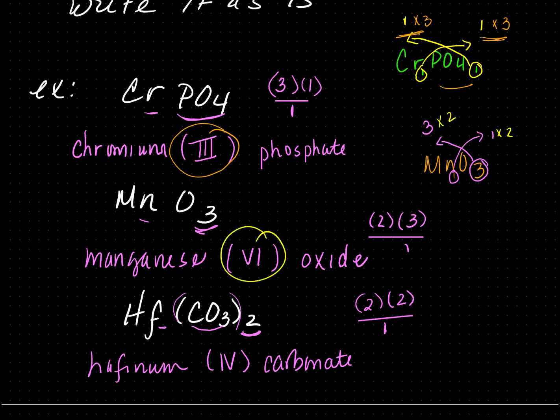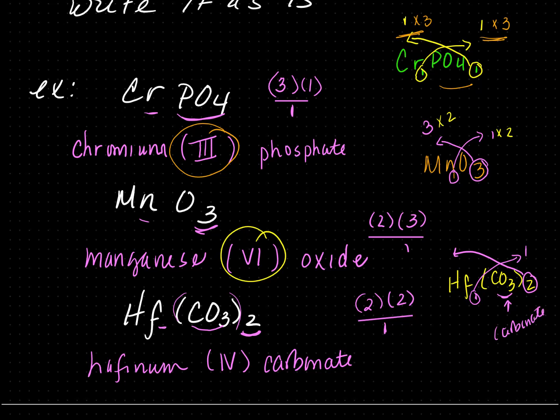Let's look at the next one. Hf(CO3)2. We're going to crisscross back upward. So hafnium has 1, so the 1 goes up here. The number outside the parentheses goes up. The 3 from the CO3 does not go up because this is carbonate. Without the 3, it is no longer carbonate. So the 2 goes up here.